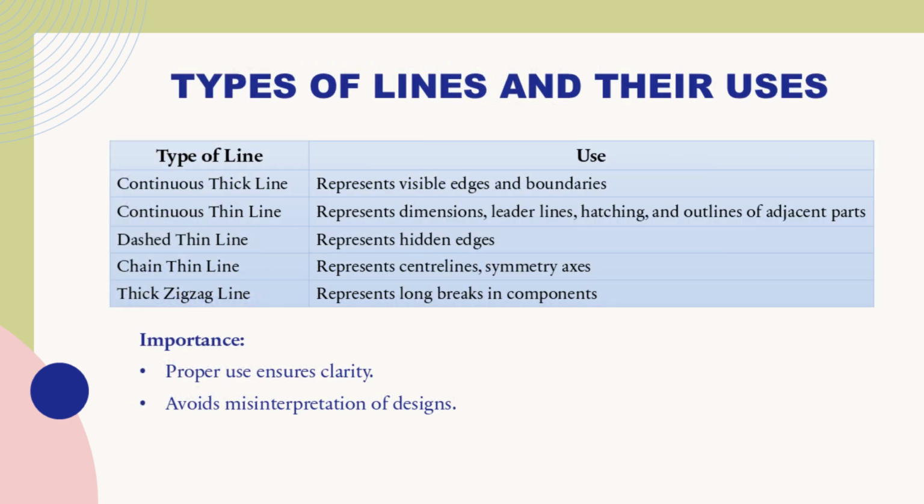In technical drawing, different line types communicate specific information. Continuous thick lines represent visible edges and boundaries. Continuous thin lines show dimensions and outlines. Dash thin lines indicate hidden edges, while chain thin lines represent center lines and symmetry axes. Thick zigzag lines are used for long breaks in components. Proper line usage ensures clarity and prevents misinterpretation of designs.